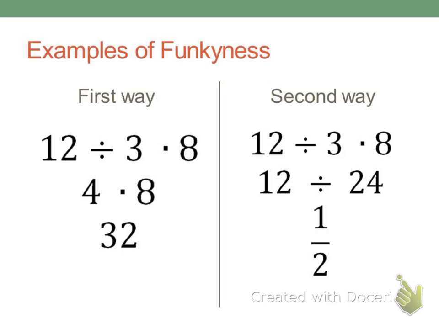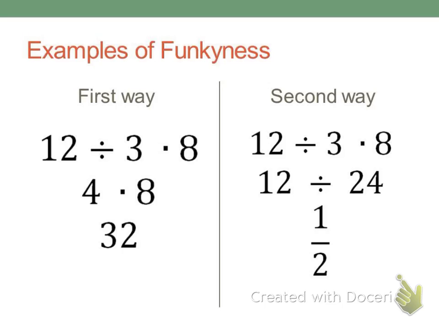So here are two examples. They both had the problem 12 divided by 3 times 8. The first person did 12 divided by 3 to get 4, and then multiplied that by 8 to get 32. The second person did 3 times 8 first, so they had 12 divided by 24 to get a half. These are not the same answer, so obviously someone did not follow the order of operations.